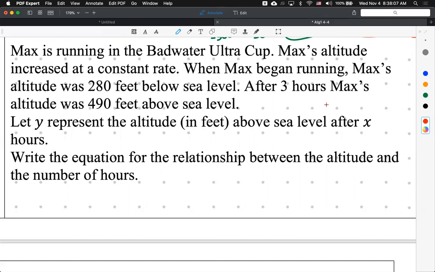After 3 hours, Max's altitude was 490 feet above sea level. What line represents the altitude in feet above sea level after X hours? Write the equation for the relationship between the altitude and the number of hours.